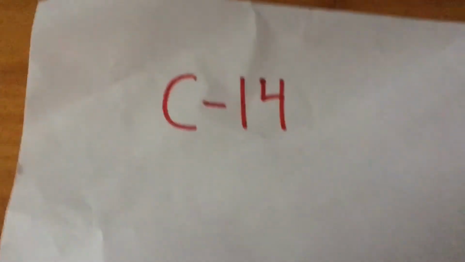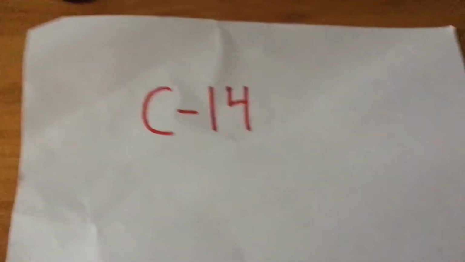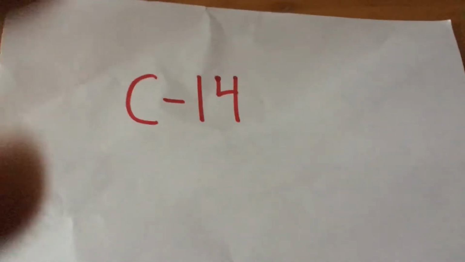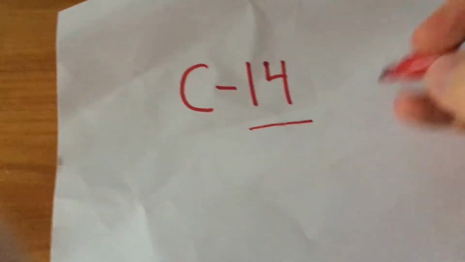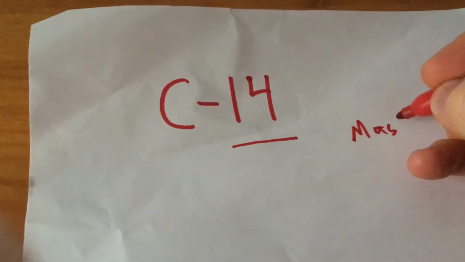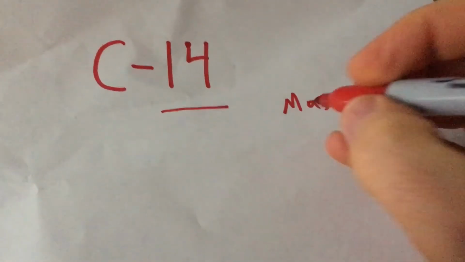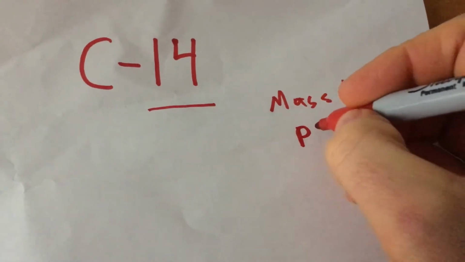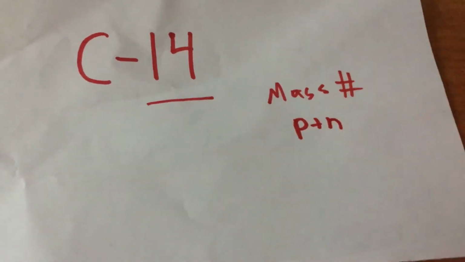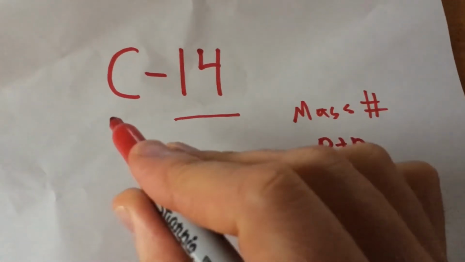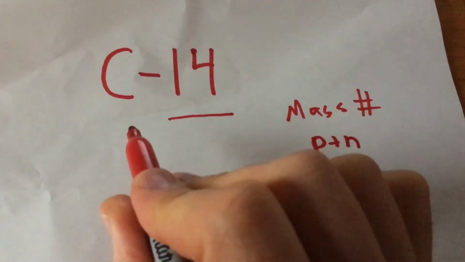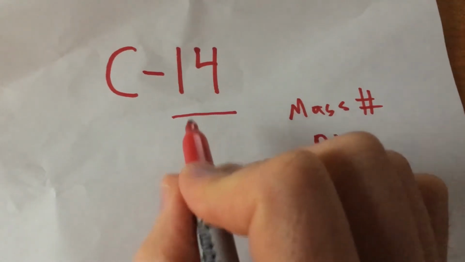Now, there are two types of notations that deal with atoms. One is a hyphen notation, and this 14 is the mass number. And the mass number is protons plus neutrons, all right? So since it's carbon, it has an atomic number of 6. So 14 minus 6 would give you 8.